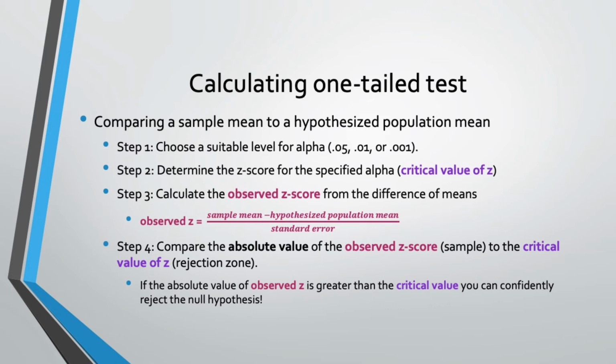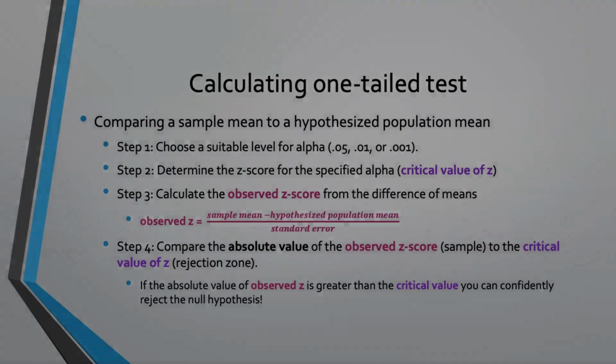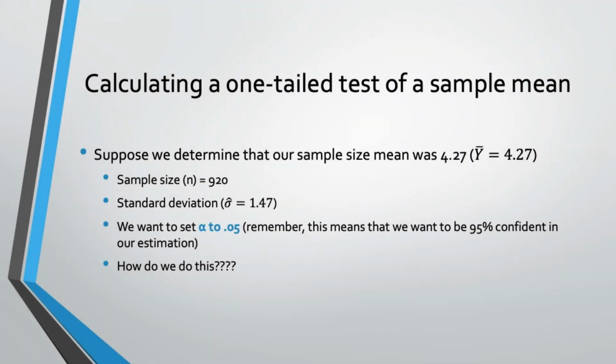Let's go ahead and do an example with a one-tailed test. So suppose that we determined that our sample mean was 4.27. In other words, y bar equals 4.27. So this is already really good news for our hypothesis. Our friend thinks that Americans are more conservative. Based upon the measurement of the variable, we know that the average mean would have to be 5 or more. We already see that our sample mean is less than 5, but is it low enough that we can be confident in our results? That's what we're going to try to figure out in this example.